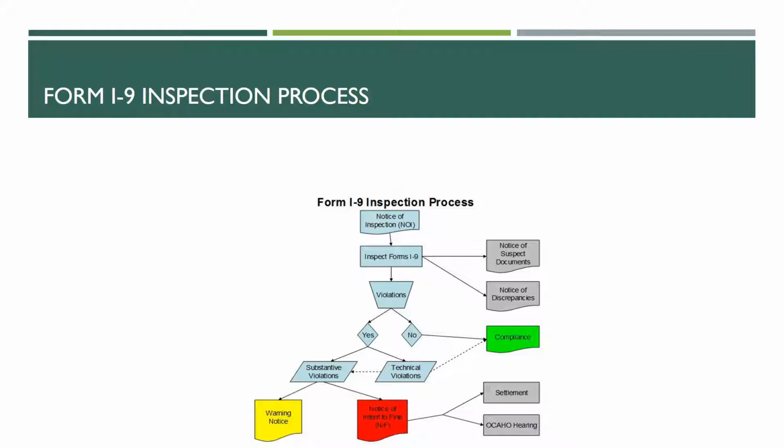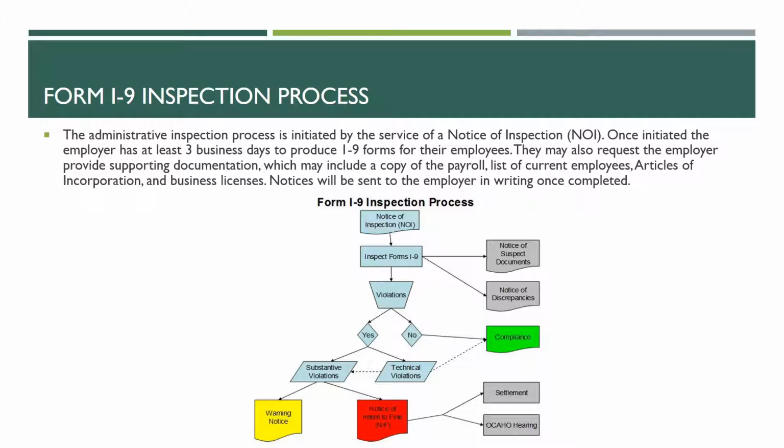The administrative inspection process is initiated by the service of a notice of inspection. Once initiated, we would have at least 3 business days to produce the I-9 forms for all of our employees. They may also request that we provide supporting documentation, which may include a copy of payroll, a list of employees, articles of incorporation, and business licenses. Notices will be sent to us in writing once completed, and the diagram on the screen gives a lowdown of the actual inspection process. This is just really important to remember so that we keep all current I-9 forms on hand.